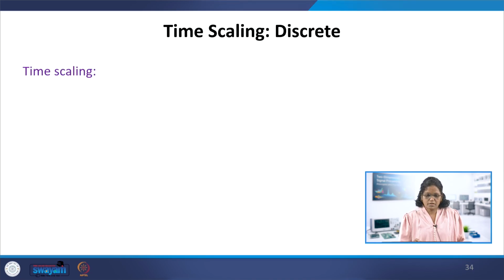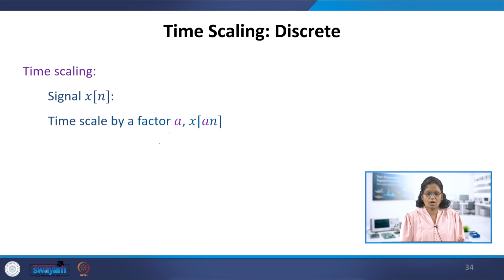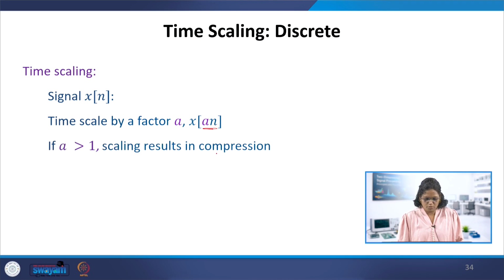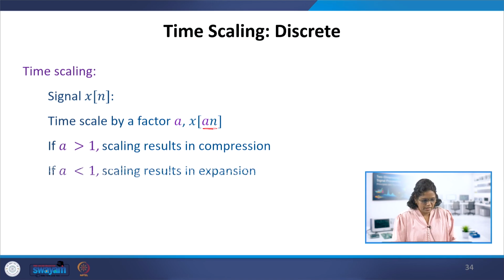In case of a discrete sequence, where signal x of n is this, and time scale again, how do we compare it with the continuous one? Here n is defined only at integer values. So multiply by a. If a is greater than 1, it is going to be a compression, and if a is less than 1, it is going to be an expansion. So a can be 2n, or less than 1, like 0.5n, and so on. When we do such an operation, you will lose data in this case.